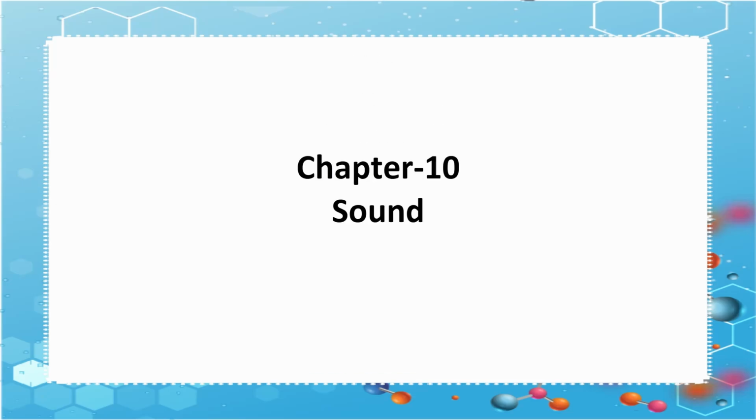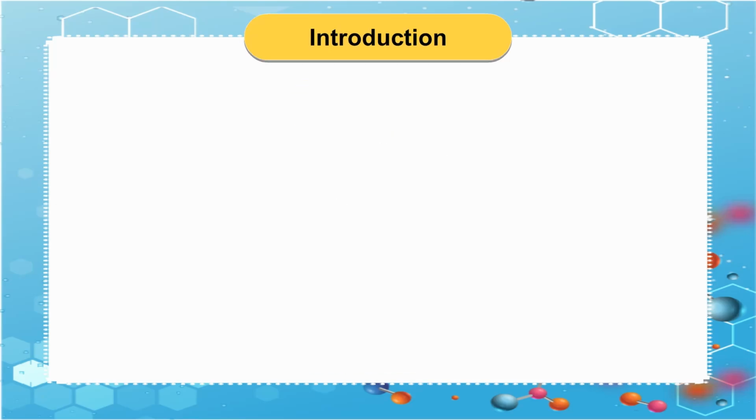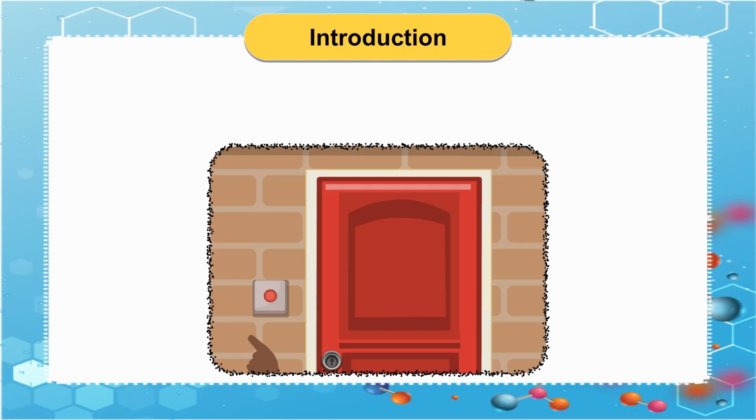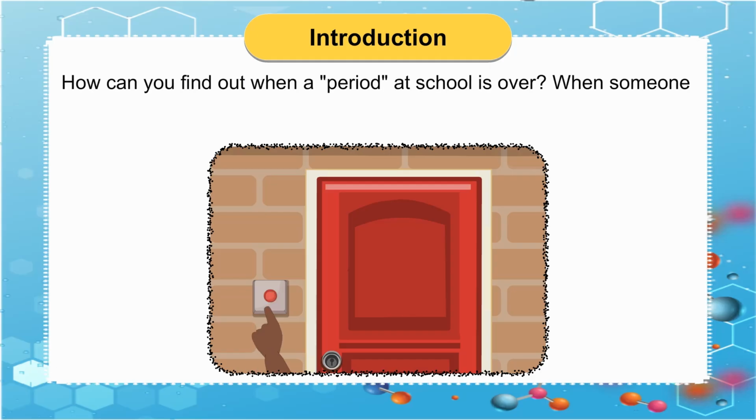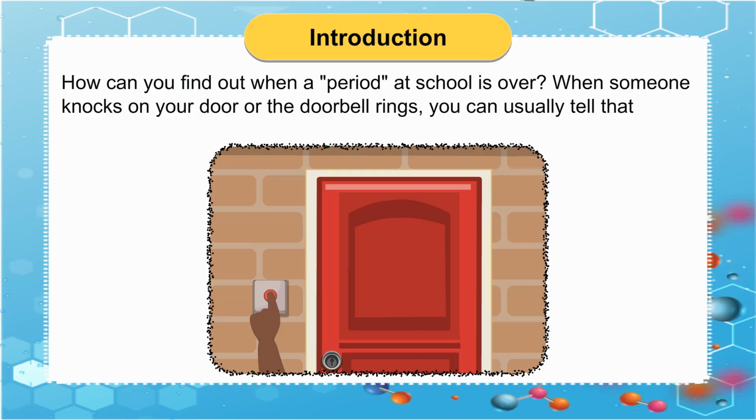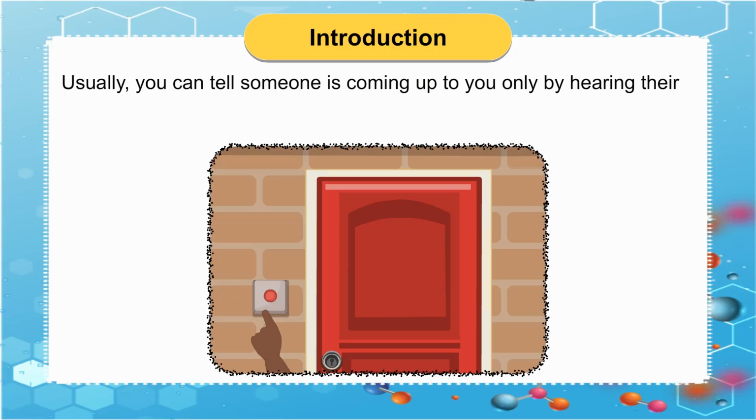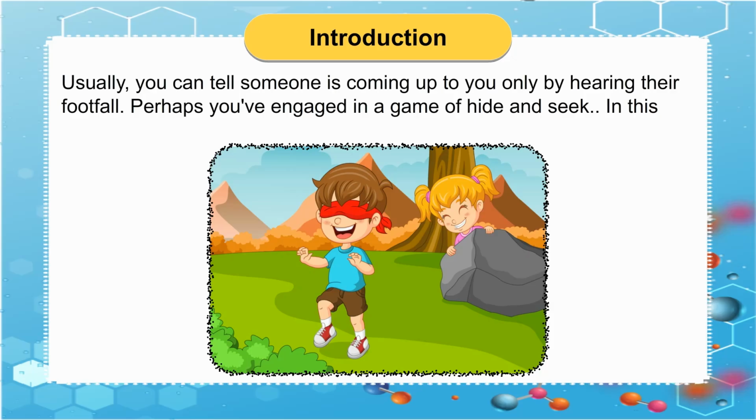Chapter 10. Sound. Introduction. How can you find out when a period at school is over? When someone knocks on your door or the doorbell rings, you can usually tell that someone is there. Usually, you can tell someone is coming up to you only by hearing their footfall. Perhaps you've engaged in a game of hide and seek.